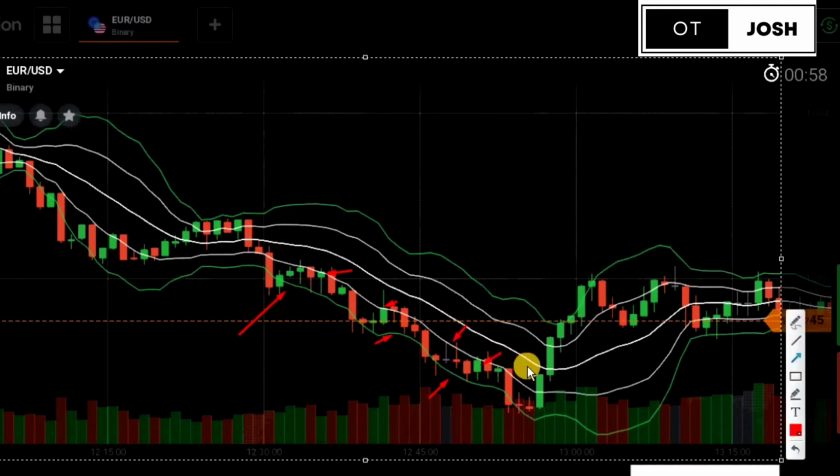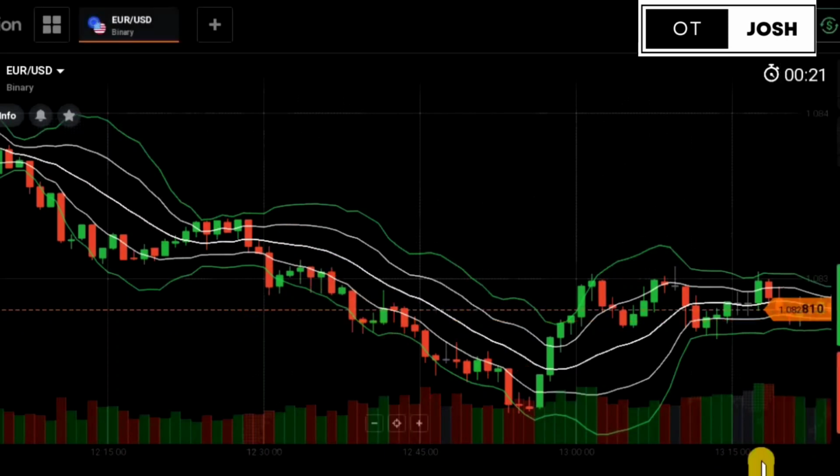So therefore, with this, you can see that the market is overall going in a downward direction. You should not be doing your call trade. You should be waiting for the market to get to the edge of the band, where you find an opportunity to do your put trades.